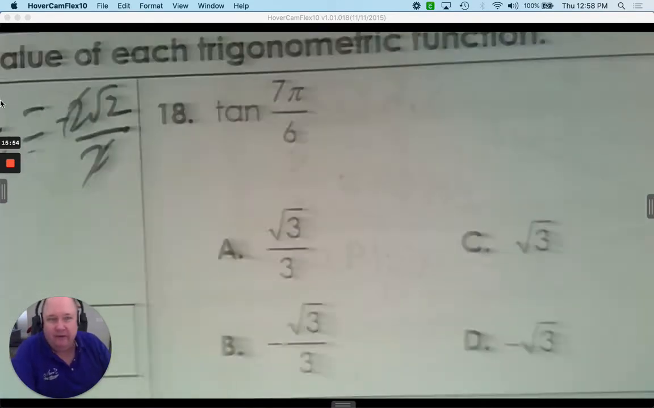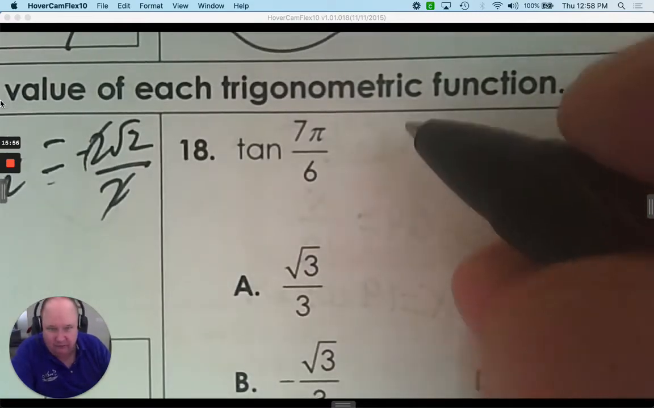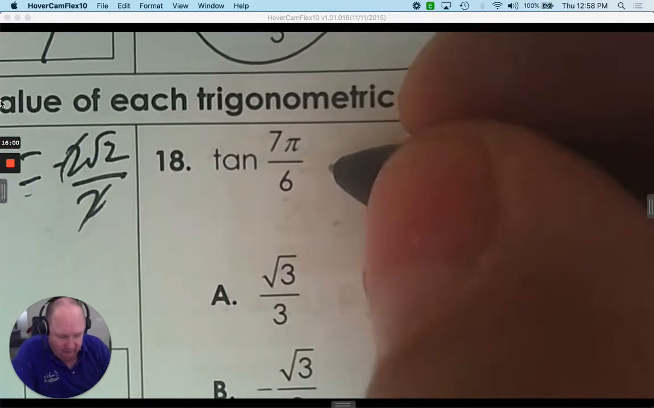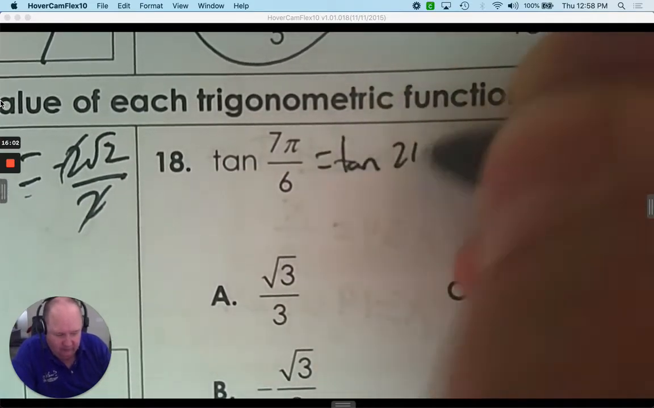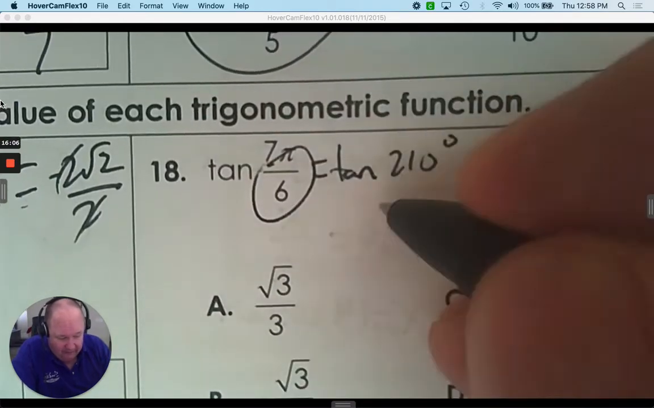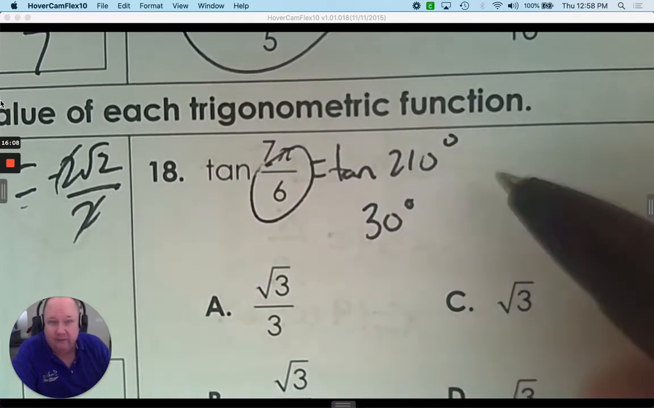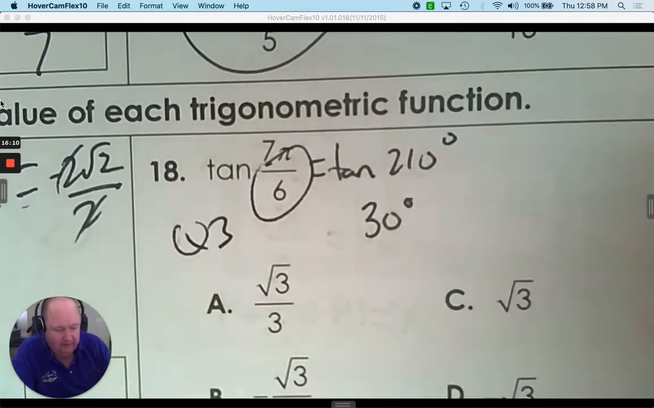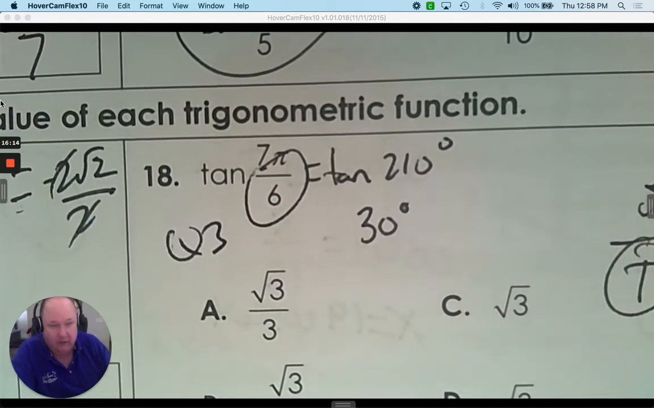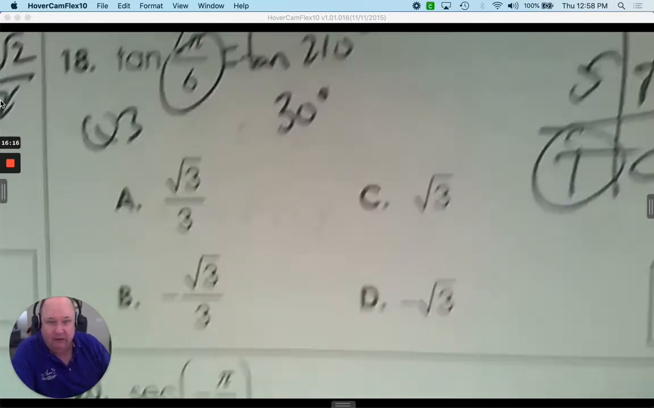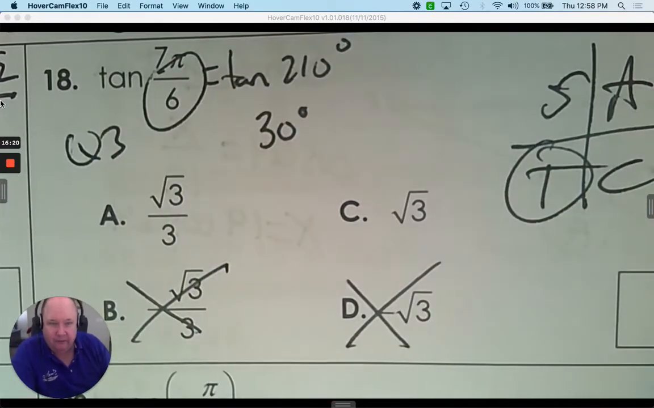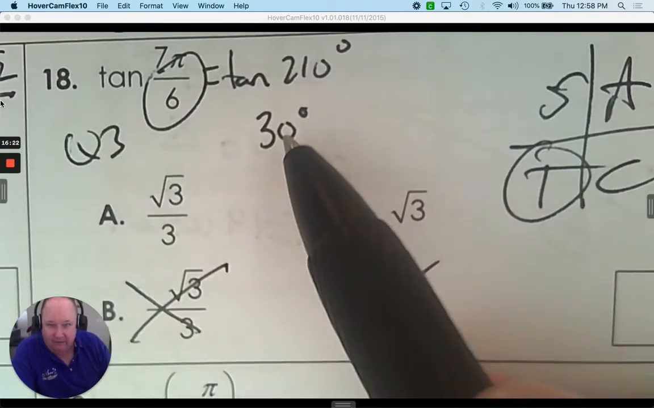18, the value of tangent at 7 pi over 6. When it's in radians, you might want to convert it. If you did convert it, it would be 210. Either way, the reference angle from the denominator is 30 degrees. I know we're in quadrant number 3, and I know that all students take calculus. So in quadrant number 3, tangent is a positive value, right? So I can cross those out. So of what's left, what's the answer there?